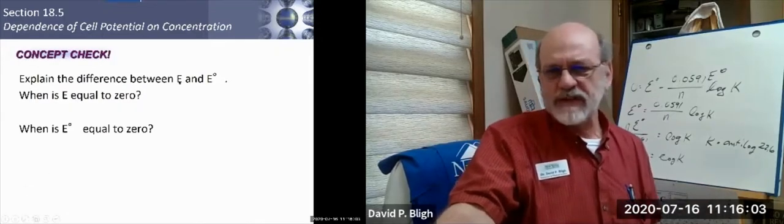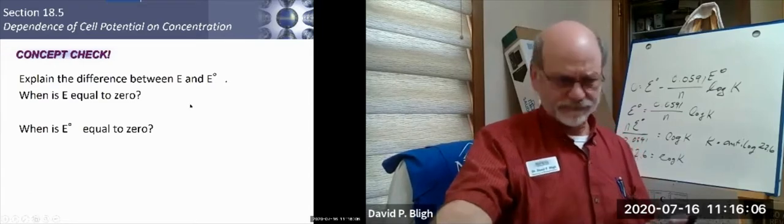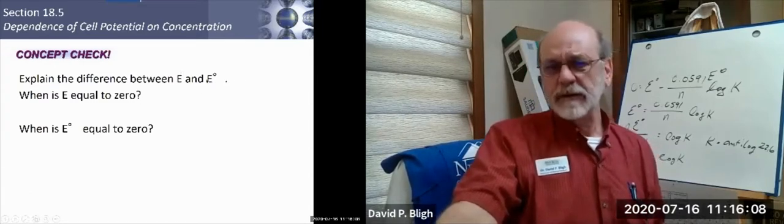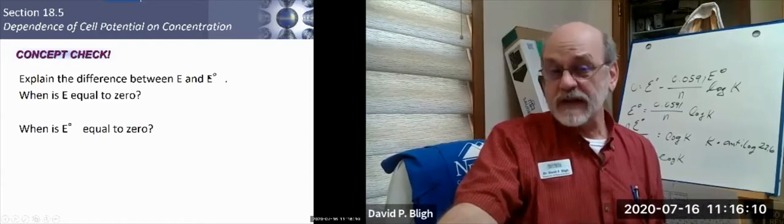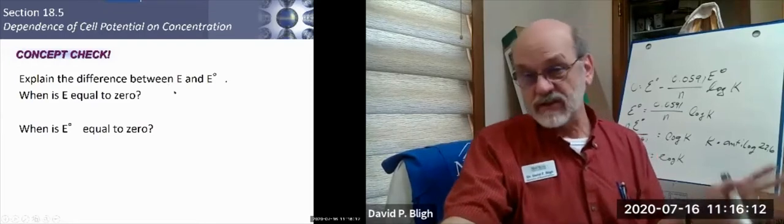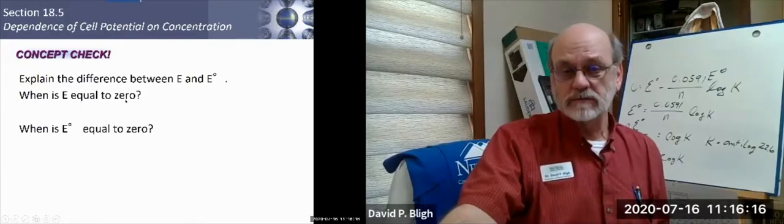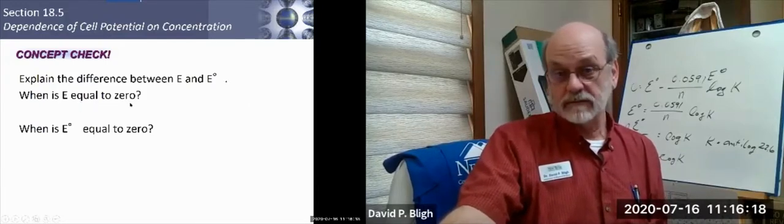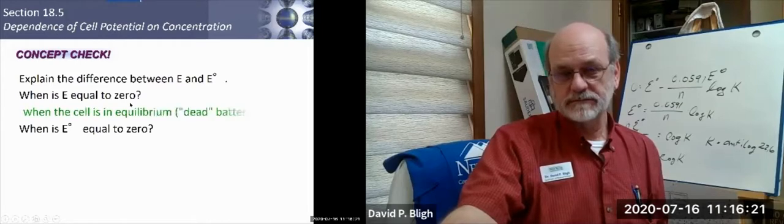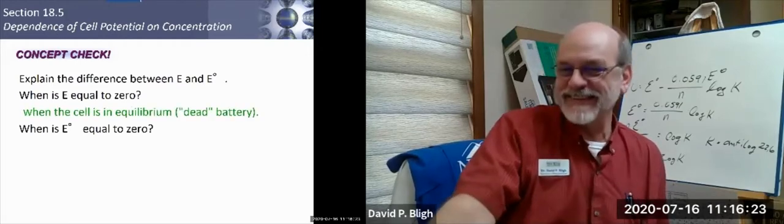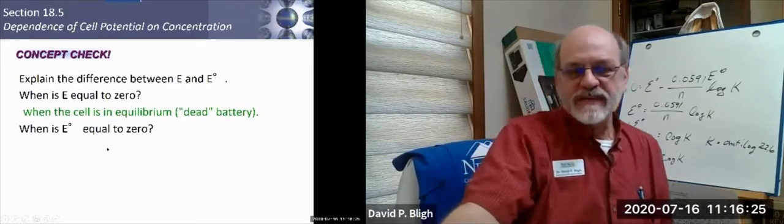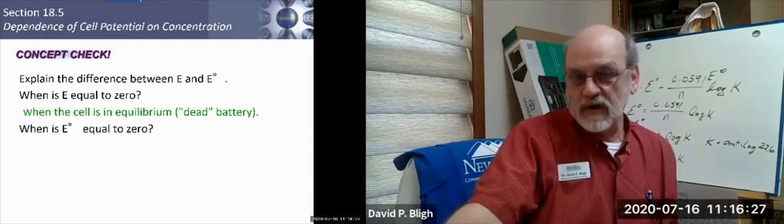Okay, what's the difference between E and E0? Well, E0 is under standard conditions. E can be any conditions. When is E equal to 0? At equilibrium, right? Dead battery.